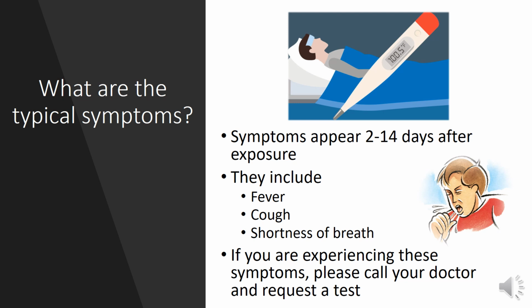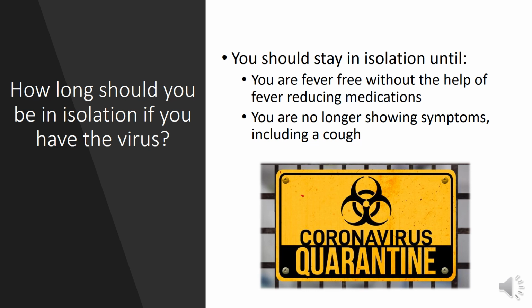If you come in contact with someone who's infected with COVID-19, your symptoms will appear 2 to 14 days after you are exposed. The most common symptoms are fever, cough, and shortness of breath. If you experience these symptoms together, please call your doctor and request to have a test done. If you test positive for the virus, you will have to go into isolation.